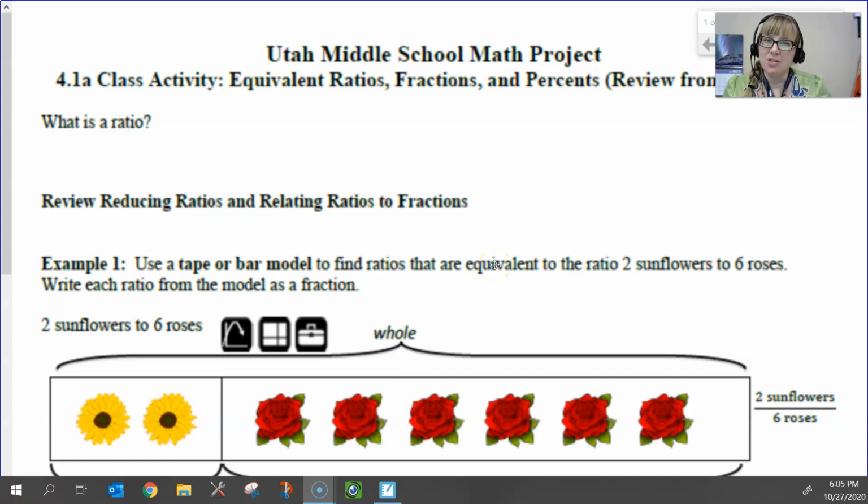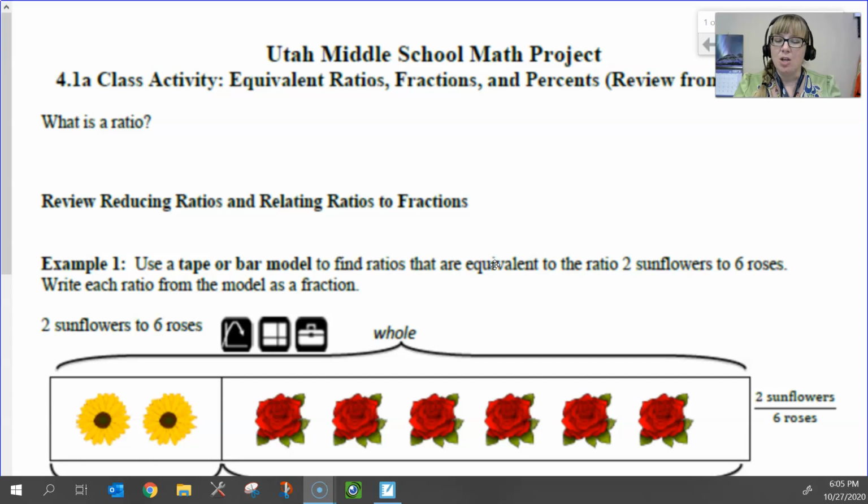Hello, Math 7 students. This is part of Unit 2 on proportions, but we do have to go back and review some 6th grade material on equivalent ratios. This is not from Open Up Resources like our other lessons are. I had to pull from Utah Middle School Math Project. This is lesson 4.1a from that resource.